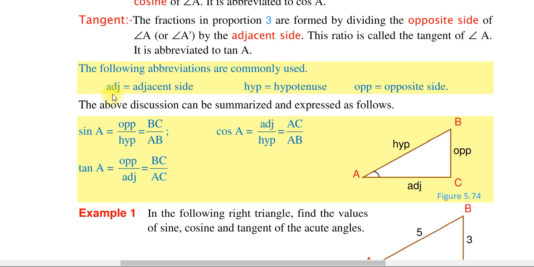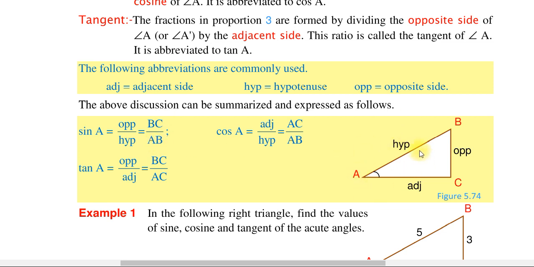ADJ means adjacent side. HYP means hypotenuse. OPP means opposite side. The above discussion can be summarized and expressed as follows. So sin A is equal to opposite over hypotenuse, which is equal to BC over AB.